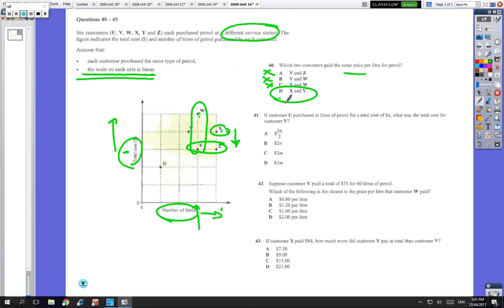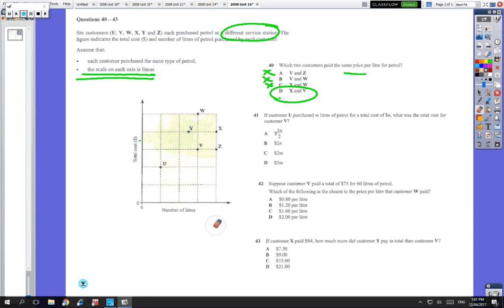And the reason X and V is because these guys are in a straight line back through the origin. So when they bought no petrol, they had no cost, and so V and X are in the same line. Okay, so I'll rub out all the other things now, so you can just make sure you can see the diagram again.